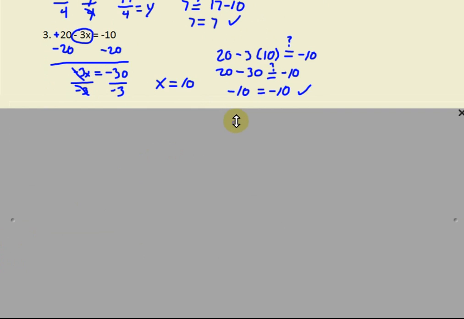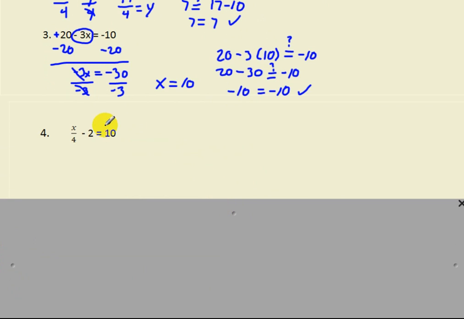Right, next. Okay, x over 4 minus 2 equals 10. So here we have a division, dividing by 4, and a subtraction. So we work backwards by undoing the subtraction first.